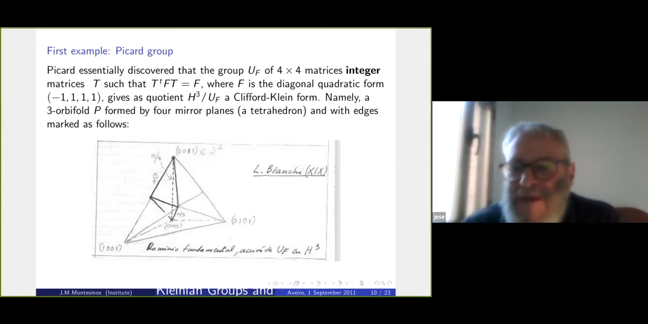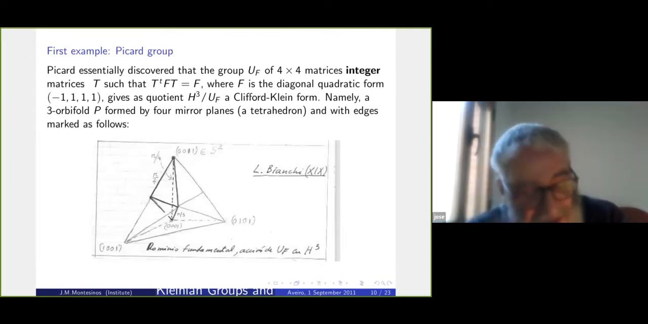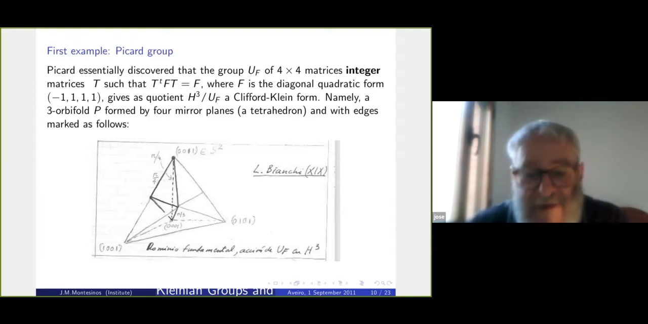This example is taken from the works of Luigi Bianchi, at least the origin, the beginning of the example. The rest of the example is in part due to Thurston and my colleagues, Maite Lozano and Mike Hilden, and I. The first example is the so-called Picard group. This is one of the first discrete groups of isometries in the hyperbolic space.